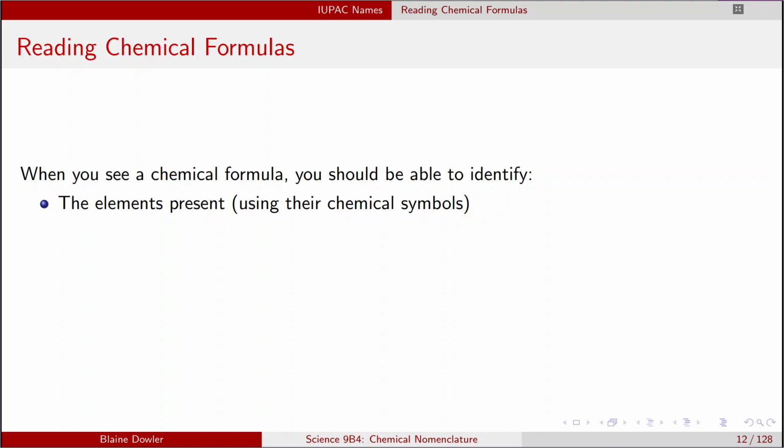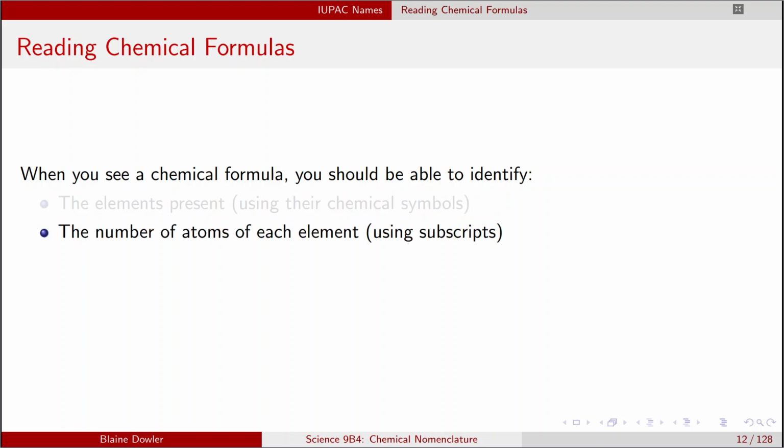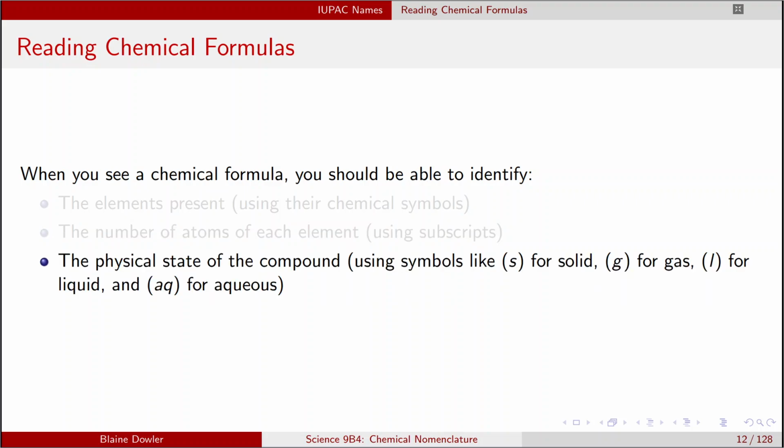So, reading a chemical formula. When you see a chemical formula, you should be able to identify the elements present using their chemical symbols, the number of atoms of each element using subscripts, and the physical state of the compound. There'll be little italicized letters after them in brackets: S for solid, G for gas, L for liquid, and AQ for aqueous, meaning it's been dissolved. So if you pour salt into water, stir it up, and you can no longer see the salt, that salt is aqueous. It is not actually a liquid, it is suspended in water.